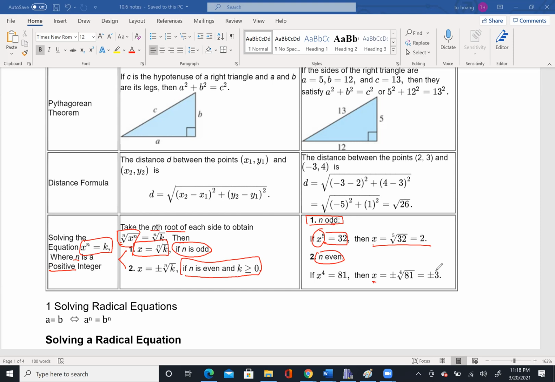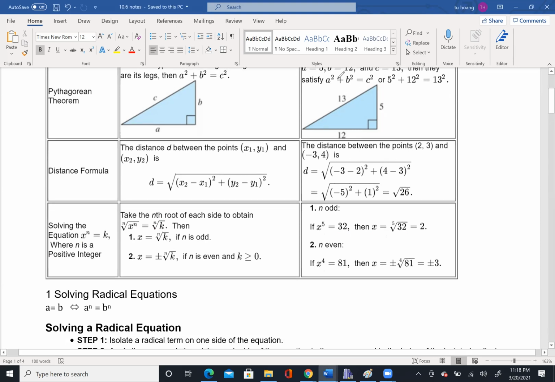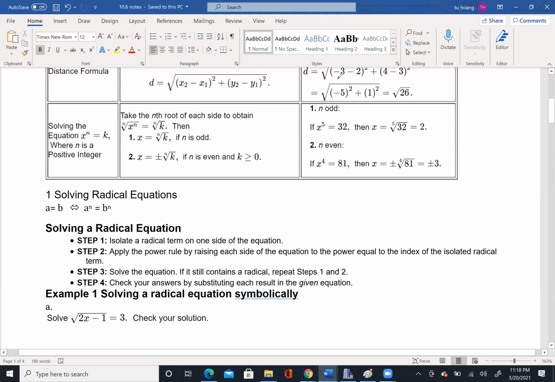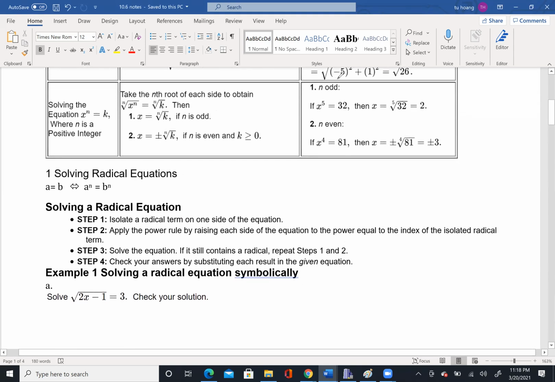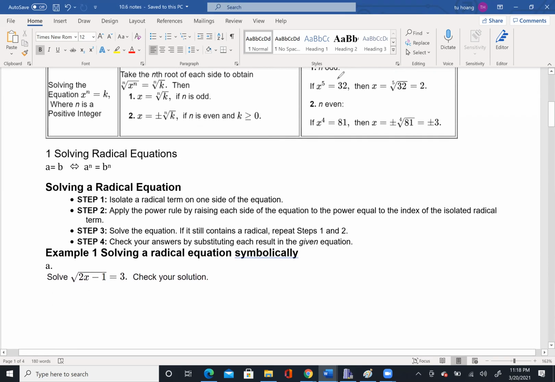Okay, so let's start to work some problems with solving radical equations. We're going to apply the power rule here: if a equals b, then a to the power n equals b to the power n.